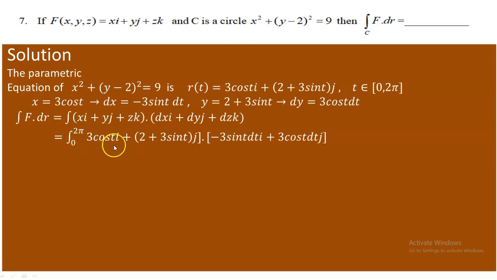So this is 3 cos t, which we multiply by minus 3 sine t, and it will be minus 9 cos t sine t. And this must multiply this: 2 times 3, 6 cos t, and 3 sine t times 3 cos t makes 9 cos t sine t. So altogether we have this.